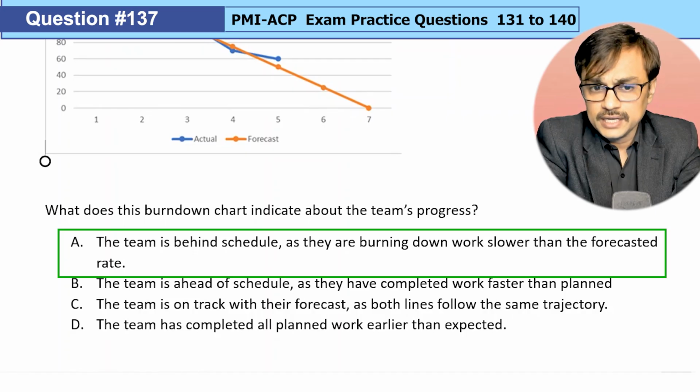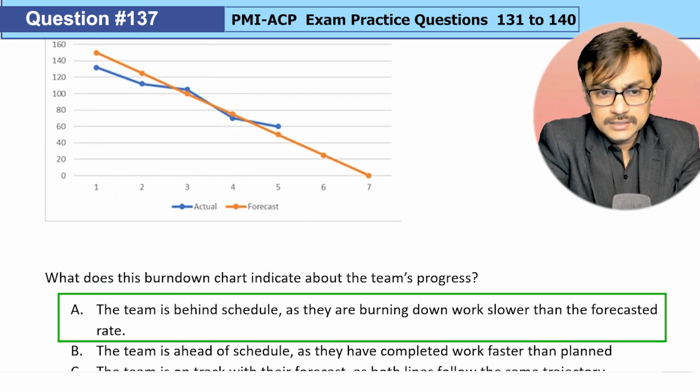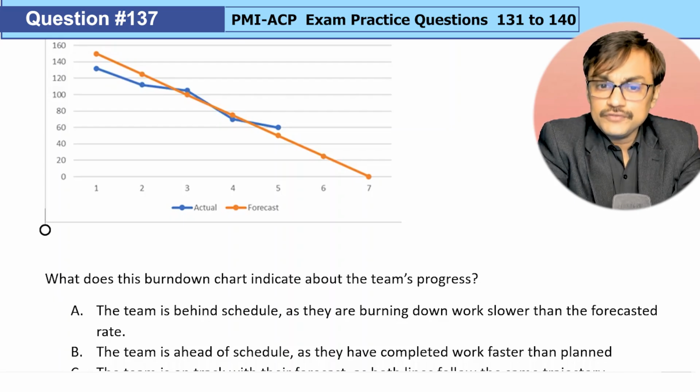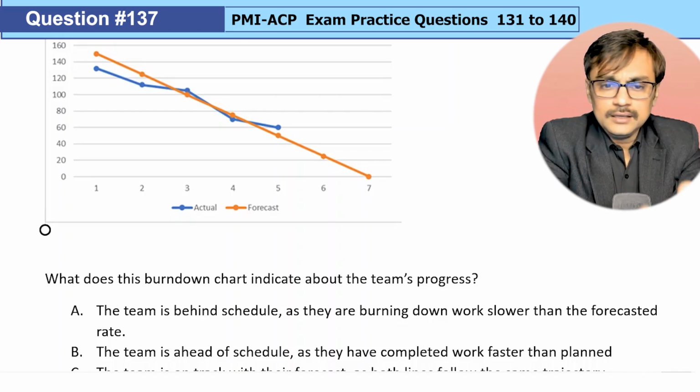I can say option A is right. Though there was a time in the second iteration, the team was fast. In the third iteration, the team became slow. Then in the fourth iteration, the team was a little faster than the schedule. And by the time we reached the fifth iteration, the team went behind. So overall, they are not very off.